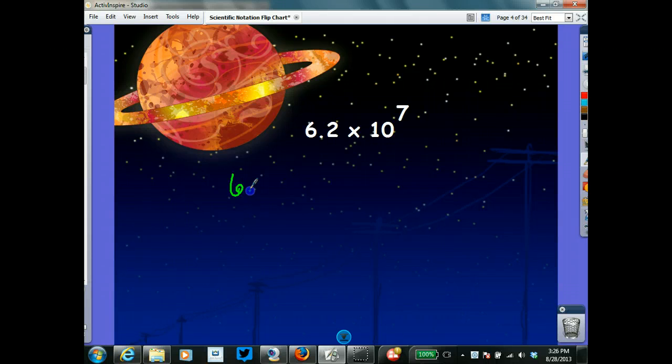So if I have 6.2, that means I need to move that decimal 7 spots. Well, here's a question I have. I keep moving it to the right for positives. Why don't I move it left? We're going to answer that in just a couple minutes. You're going to see in cases where we do move it to the left. But let's look at 1, 2, 3, 4, 5, 6, 7. So I need to add zeros to these spots.